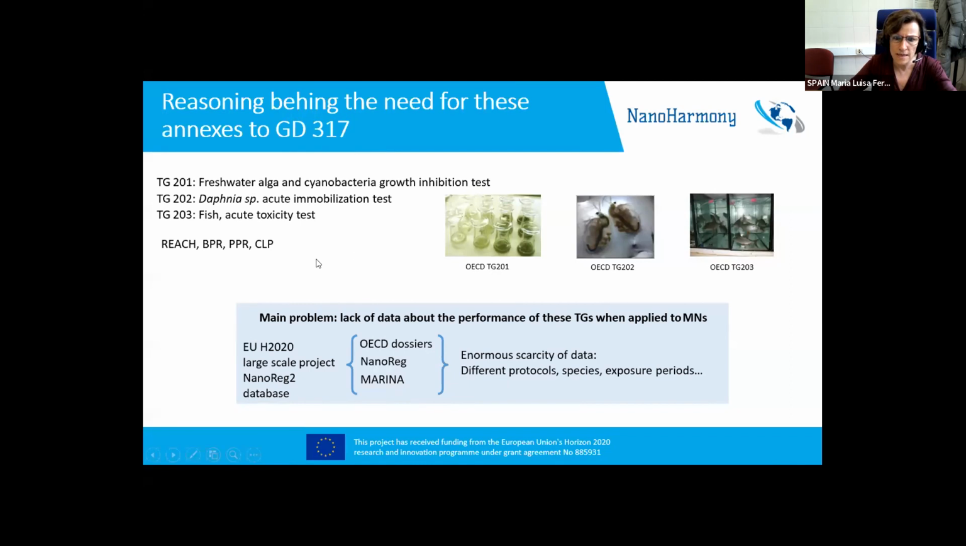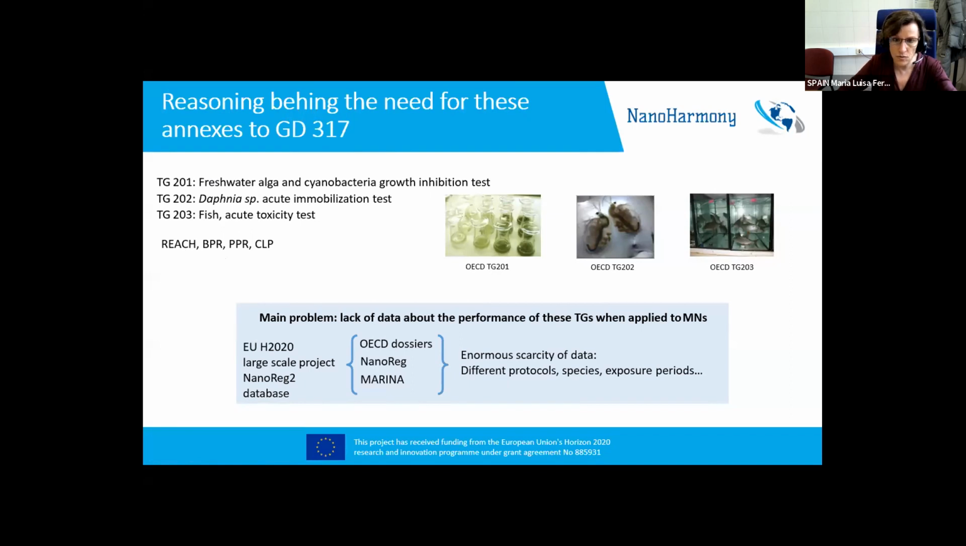Also, we need to address the necessity from a regulatory point of view of this test guideline, and these three test guidelines are very important to assess the hazard for the aquatic organism under different regulations, like REACH or the biocide product regulation, plant protection products, and also for the classification and labeling of the substance.